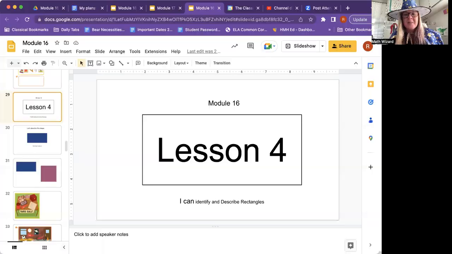A square is flat and it has 4 equal sides and 4 vertices. A triangle has 3 sides and 3 vertices. All right, let's see which one we're going to learn about today. You're in Module 16, Lesson 4. I can identify and describe rectangles.